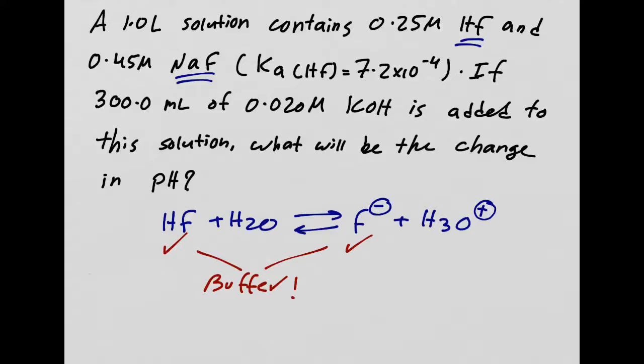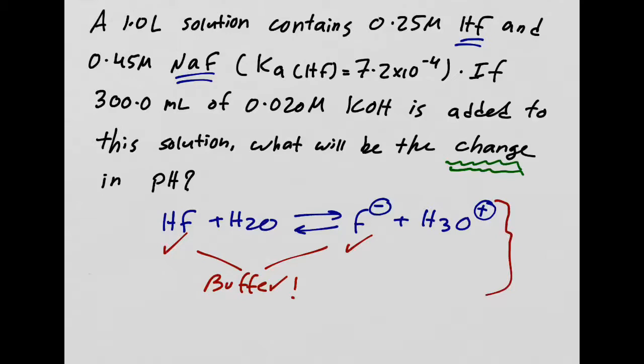Now in this question it says, what would be the change in the pH? Because it's a change in the pH, I need to figure out the pH of the original solution and the pH after I add KOH, and then subtract, so I need to figure out the pH of the original solution. Now this is my original solution.